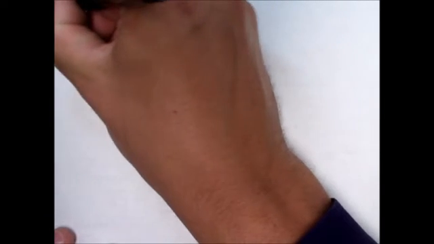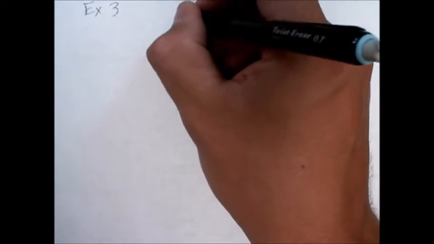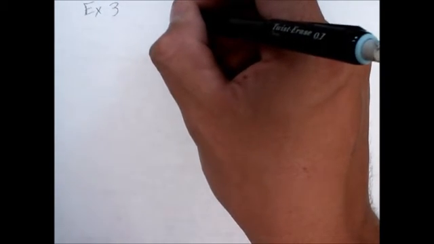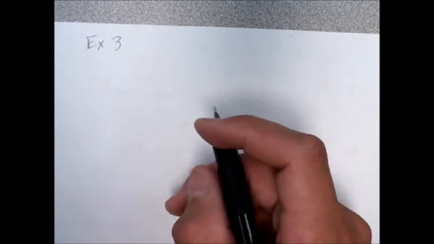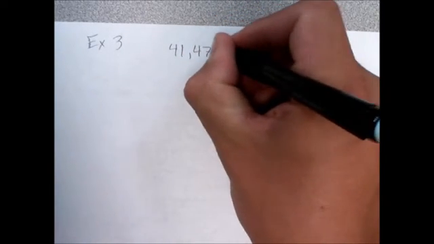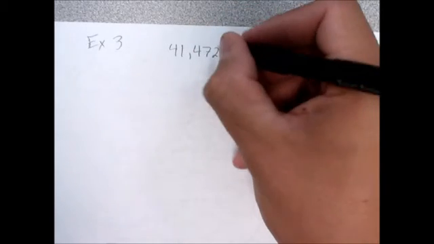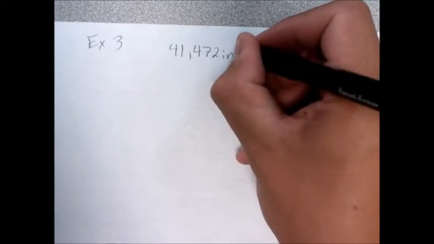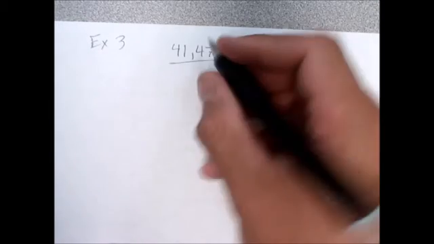This was example 2, so we're going to be on example 3 now. Application: converting units with volume. Since units with volume have something to the third power, or cubed, we're going to end up using our unit conversion 3 times. So let's just see what this is. A hose has a flow rate of 41,472 cubic inches, so that would be inches cubed per hour.